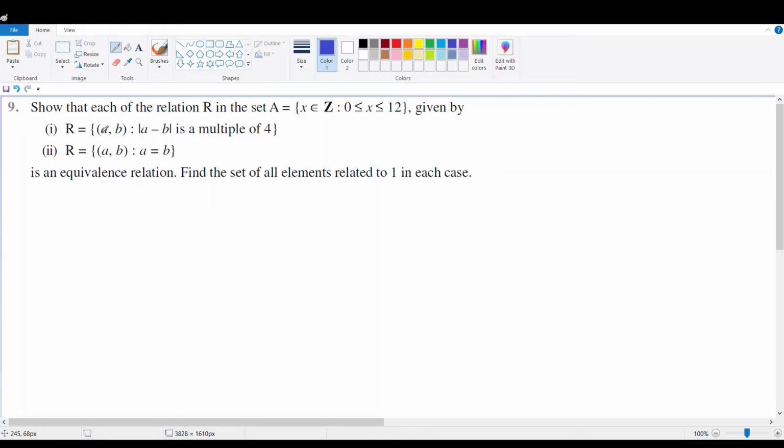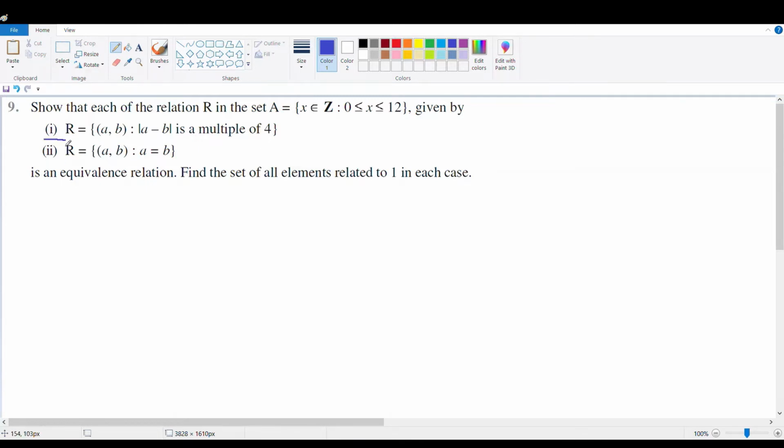Question 9. Show that each of the relations R in the set A equals x belongs to Z, where 0 less than or equal to x less than or equal to 12, is given by 1, R equals (a, b), where mod of a minus b is a multiple of 4. And second, you are given that relation R equals (a, b), where a equals b. We need to show each of these is an equivalence relation and find the set of all elements related to 1 in each case. So we are going to do question 1 first, and then after that we'll start the second.